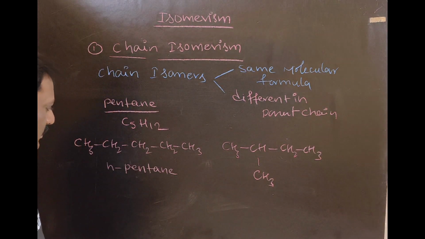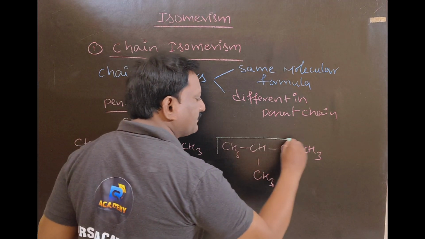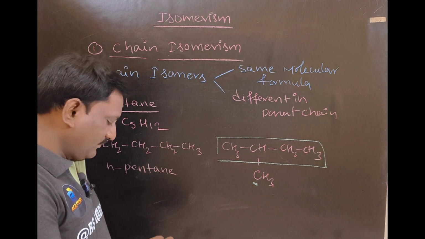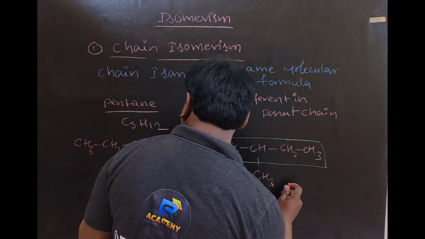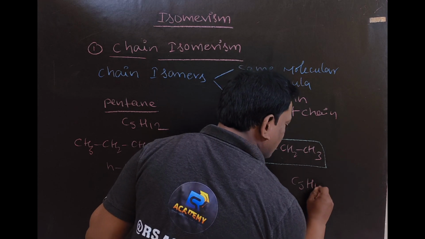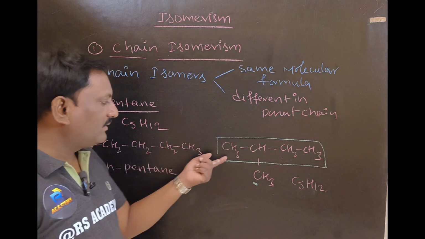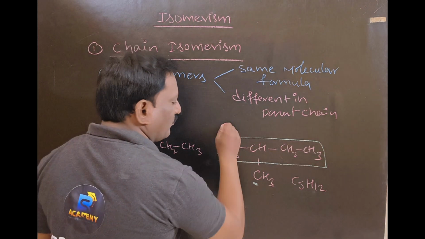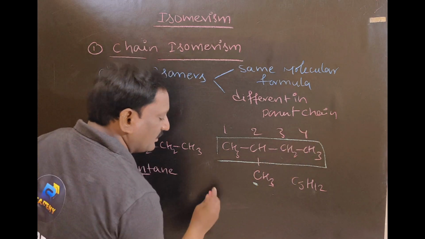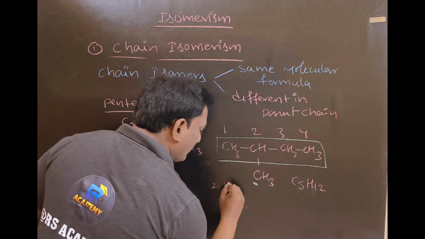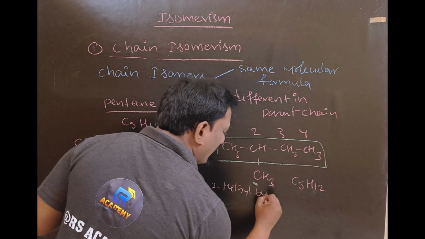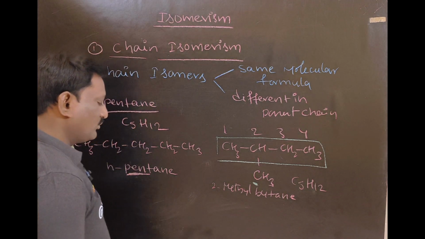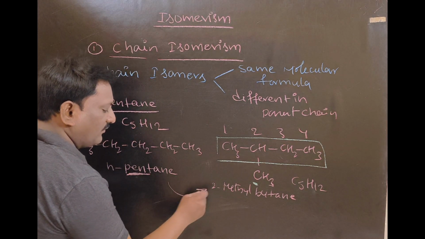Listen carefully. This is the parent chain. This will be considered as the branch. The chemical formula will be the same, that is C5H12. There is no change in chemical formula. But the parent chain is changed. Earlier the parent chain was pent, here the parent chain is 1, 2, 3, 4, but. The name of this compound is 2-methyl butane. So 2-methyl butane is an isomer of pentane.